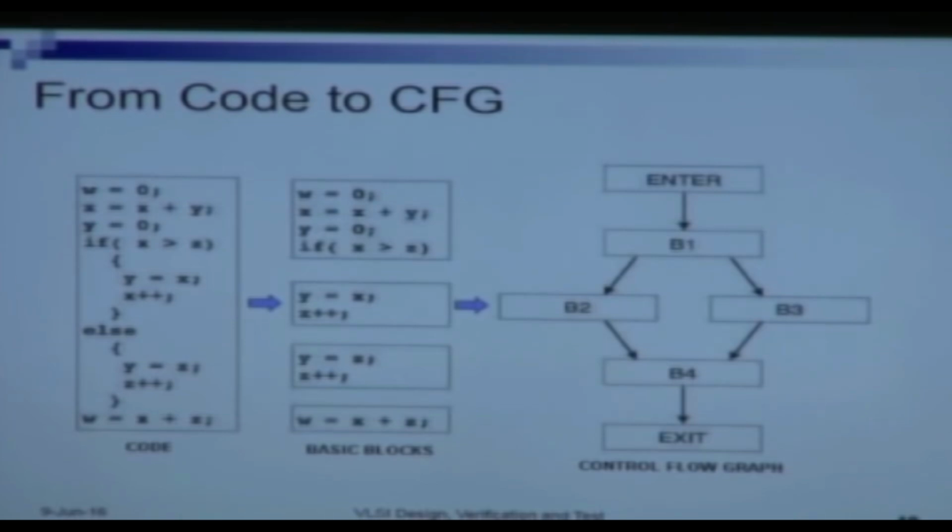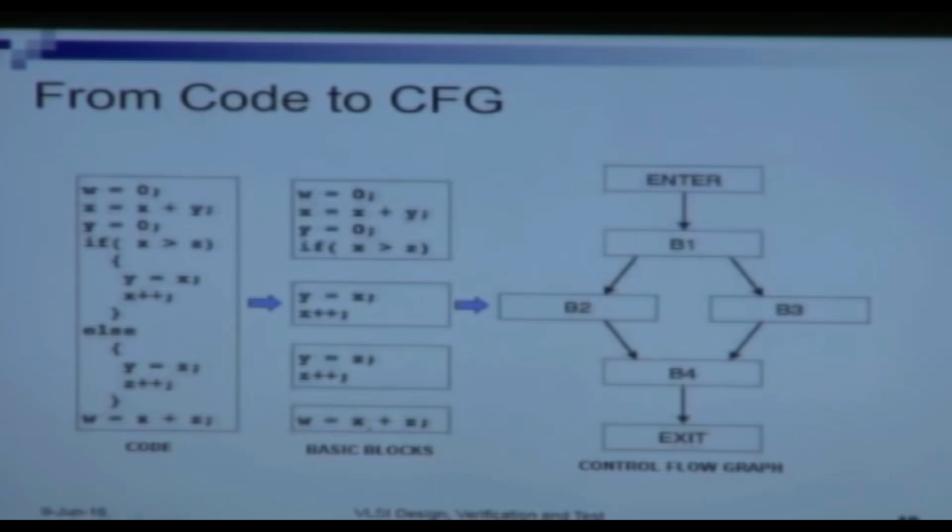Once we enter this block, there is no way in which the if statement will not be executed. So the if statement will be part of the first basic block, right? Because there is no chance that I will not execute the if statement and the control will flow outside the first basic block. Now, if the condition is true, we go to the second basic block, y equals x, x plus plus. If this condition is false, we go to the third basic block, y equals z and z plus plus, and then we have a fourth basic block, w equals x plus y.